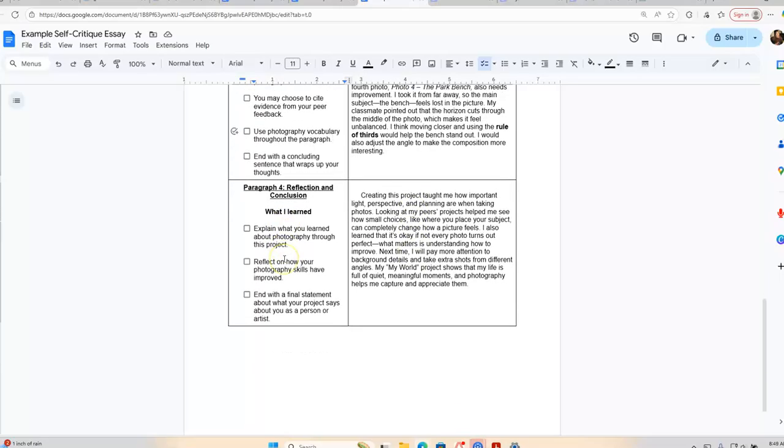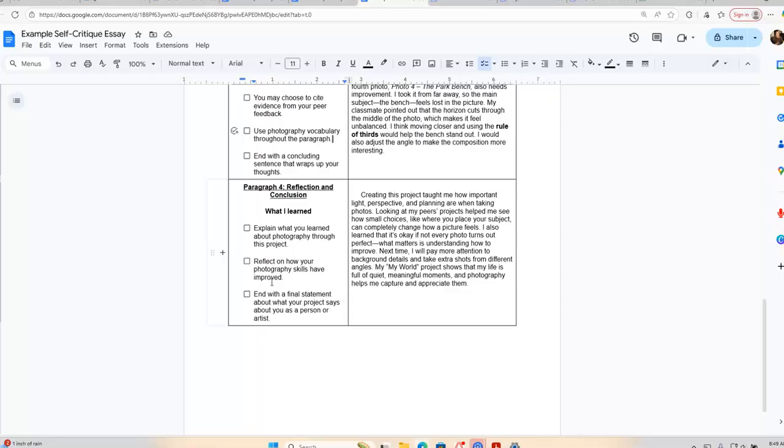Last but not least is going to be paragraph number 4, which is your overall reflection and conclusion. You're identifying what you learned through this project. To do that, we have 3 simple check boxes here. Explain what you learned about photography while completing this project. Reflect on how your photography skills have improved through this project. And then you're going to end with one final statement about your project and what it says about you as a person or as an artist. When we do that, it might look something like this.